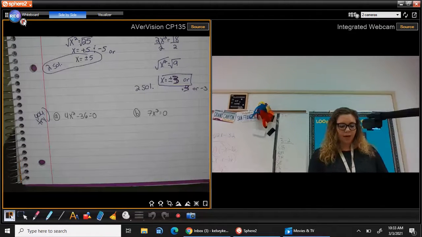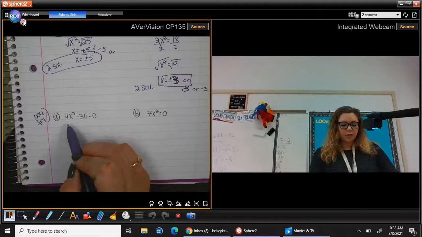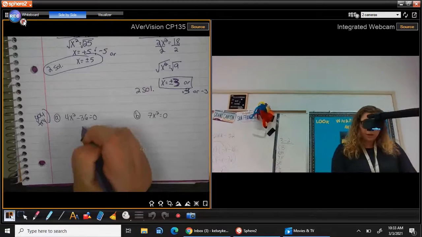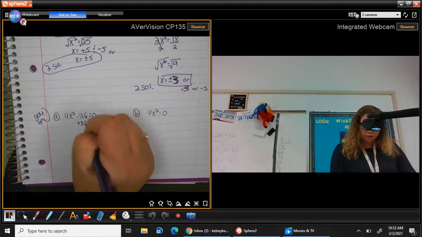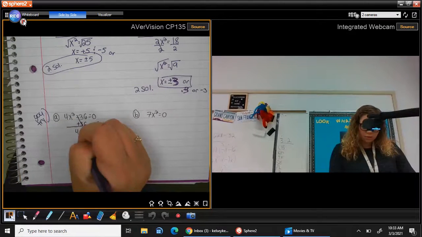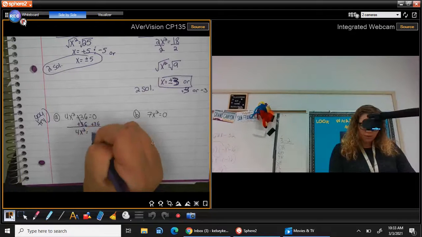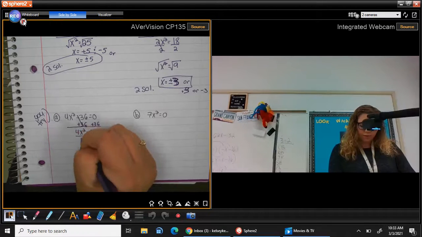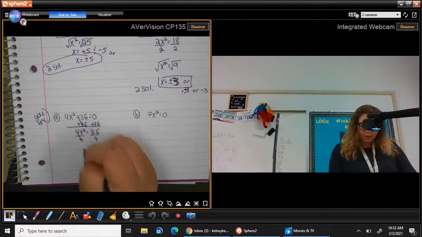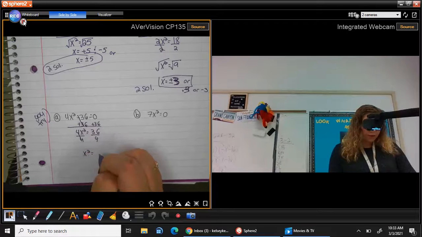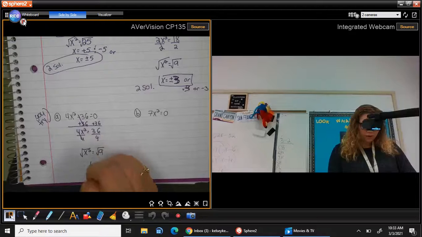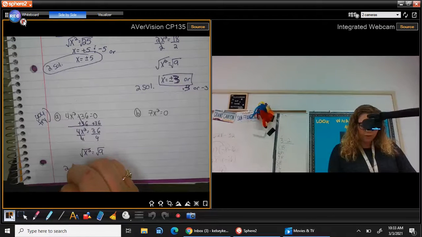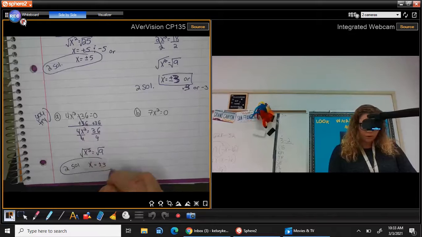Okay, welcome back. So let's look at this one. I'm going to add 36 to both sides. 0 plus 36 is 36, divided by 4. I have x squared. 36 divided by 4 is going to give me 9. Take the square root. X equals plus and minus 3. So I'm going to have how many solutions? Two solutions.